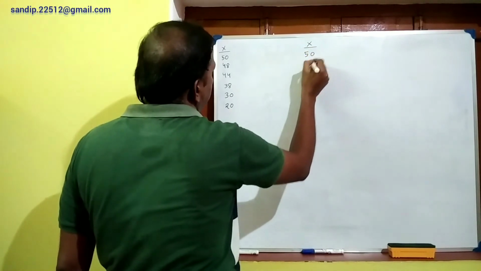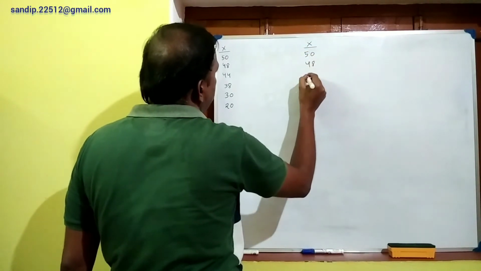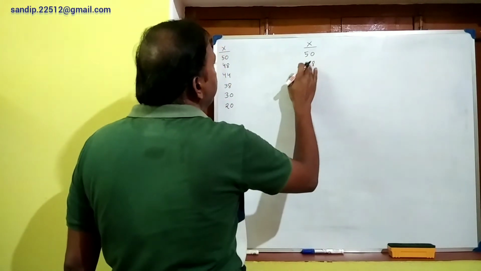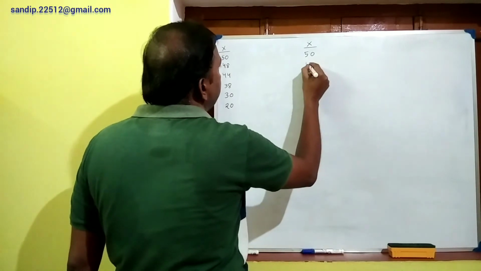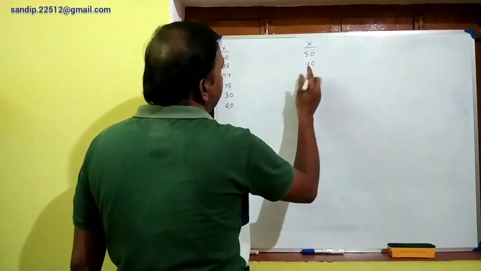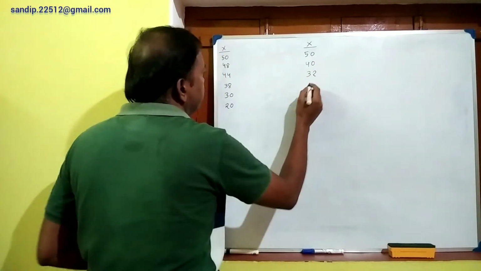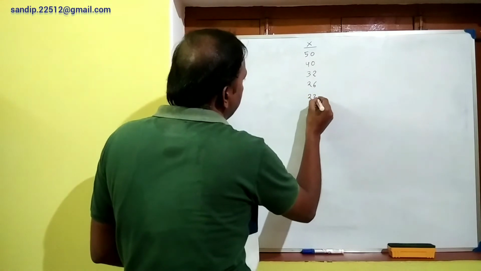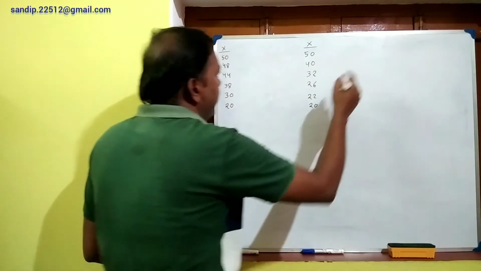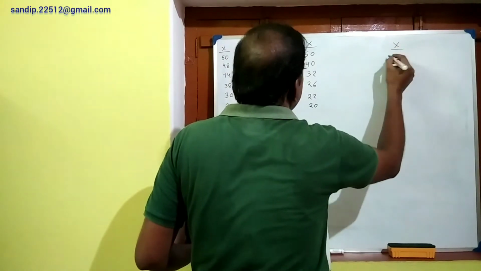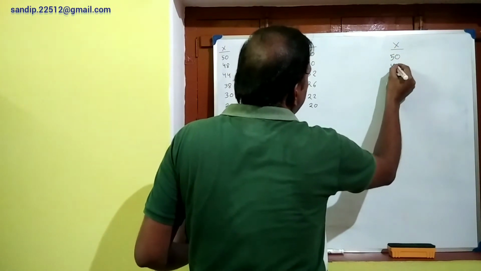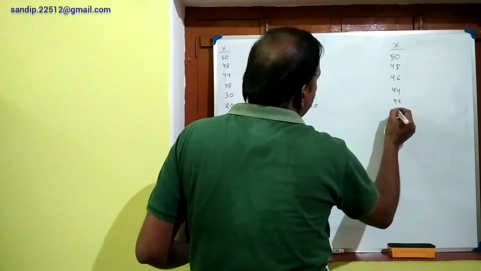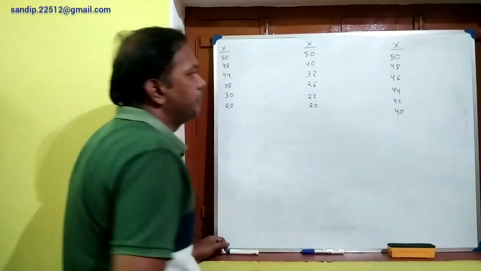Its values are 50, 48, okay, just a minute, let it be 50, then 40, then 32, 26, then 22, then 20, and let us take another concept. Suppose it is X, its values are falling, that is 50, 48, 46, 44, 42, 40, like this.